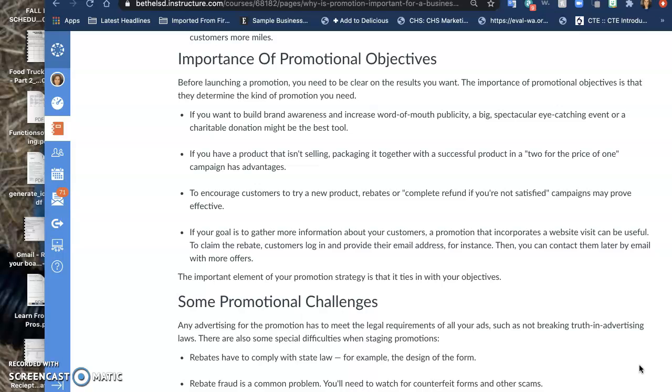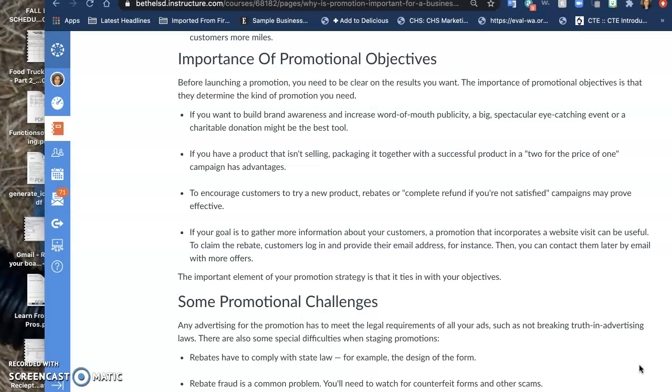Importance of promotion objective. Before launching a promotion, you need to be clear on the results you want. The importance of promotional objectives is that they determine the kind of promotion you need. If you want to build brand awareness and increase word of mouth publicity, a big, spectacular, eye-catching event or charitable donation might be the best tool. If you have a product that isn't selling, packaging it together with a 2-for-1 price campaign has advantages. To encourage customers to buy a new product, rebates or complete refund if you're not satisfied campaigns may prove effective.